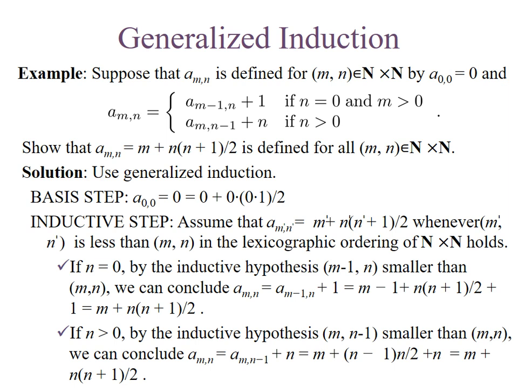Let's see how we apply well-ordering properties. Let's go to the basis step, A00. If we use m is 0 and n is 0, then we have 0 plus 0 times 0 plus 1 divided by 2. So in the end it is 0. So A00 is 0, which follows our initial condition.